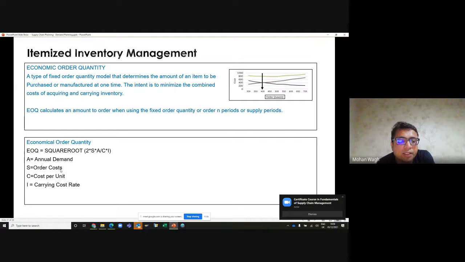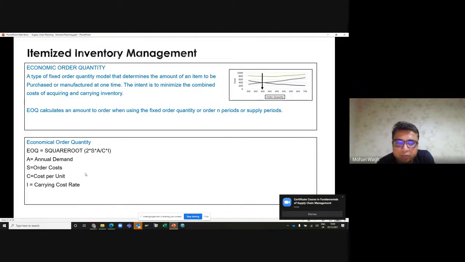Order cost is the administrative cost, because you order from the supplier, involving some administrative things like calling the suppliers, telephone expenses or system expenses. All those are generally considered in the order cost. And then there's the annual demand, which is how much the demand is. If you see this formula, the square root of all those things will give you the order quantity. So that's about inventory management.